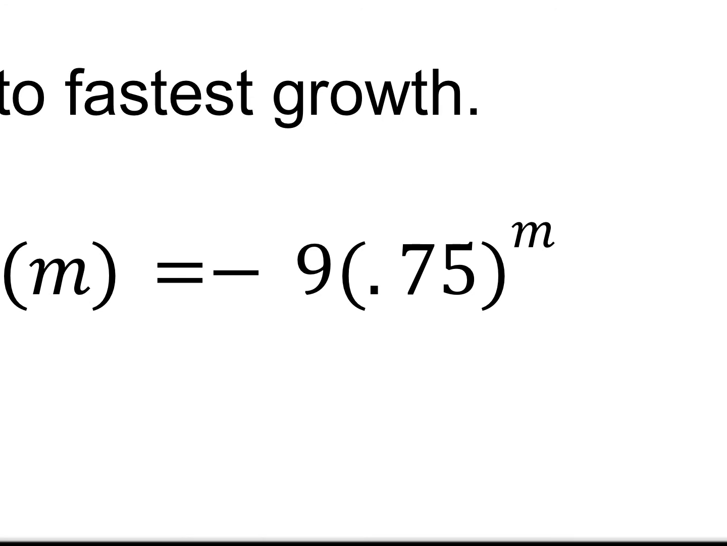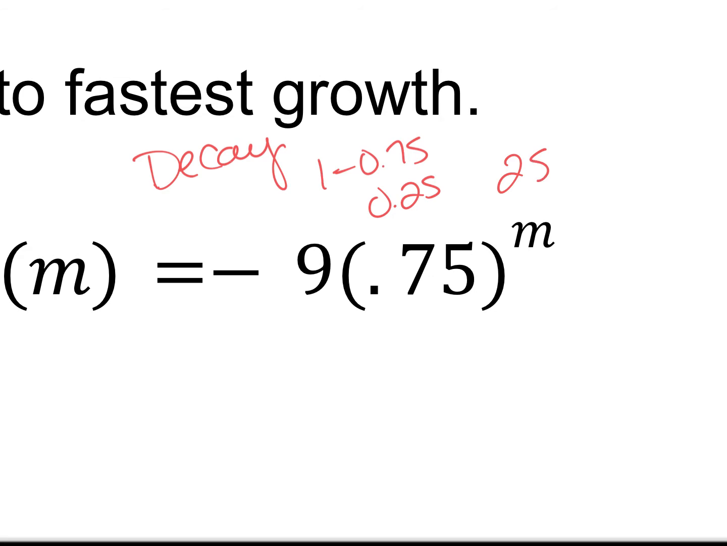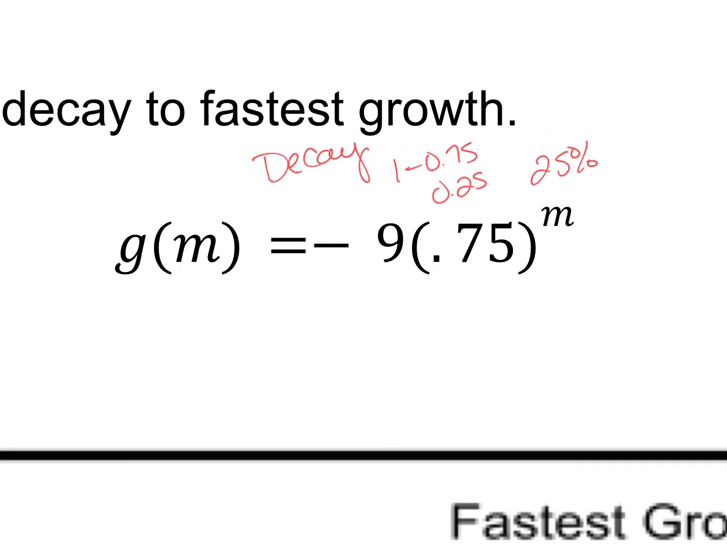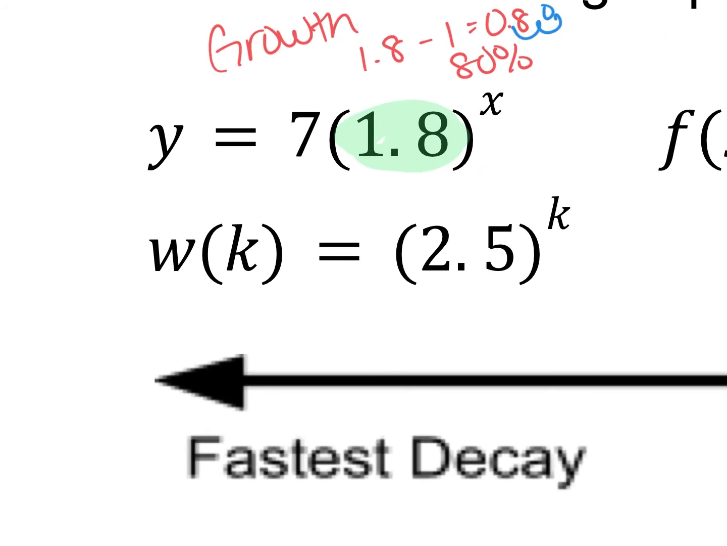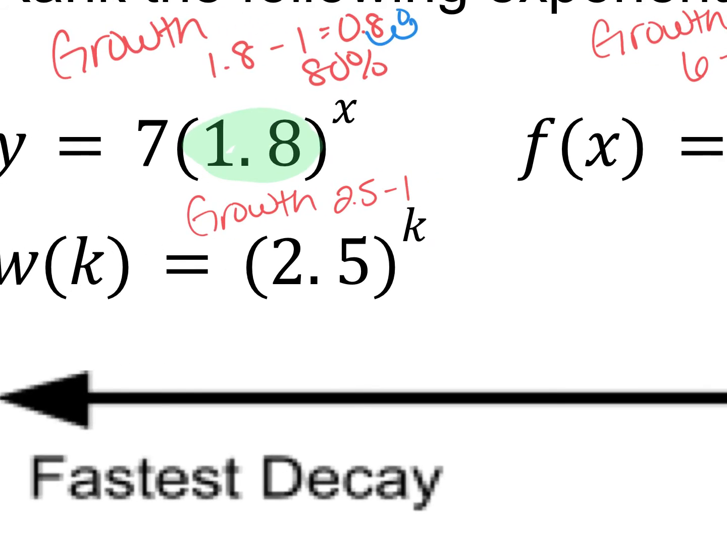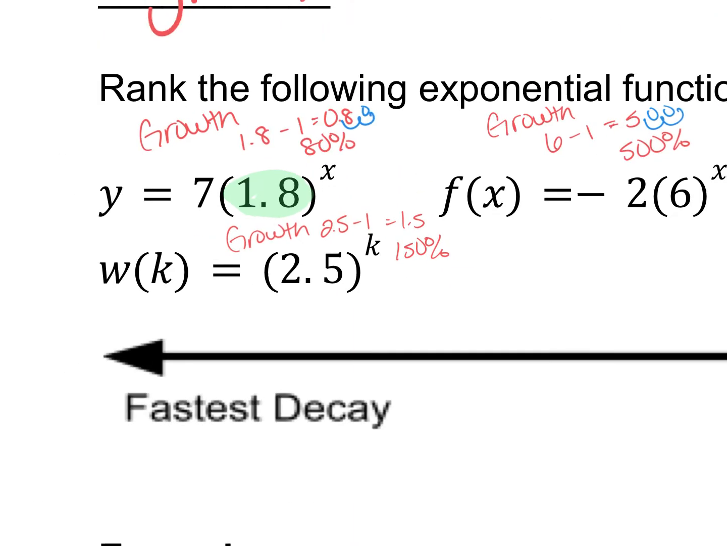The next one, what would this be? It would be a decay. We need to do 1 minus 0.75, which gives you 0.25. So this would be a 25% decay. And then there's one more. This would be growth, right? And so we're going to go back. So 2.5 minus 1 would be 1.5. So this is 150% growth.